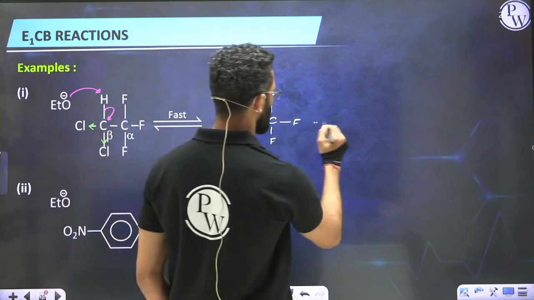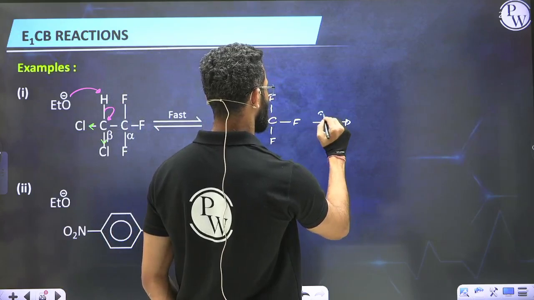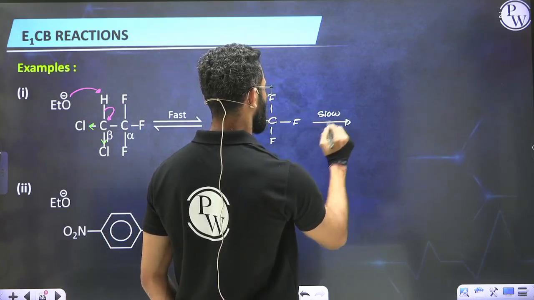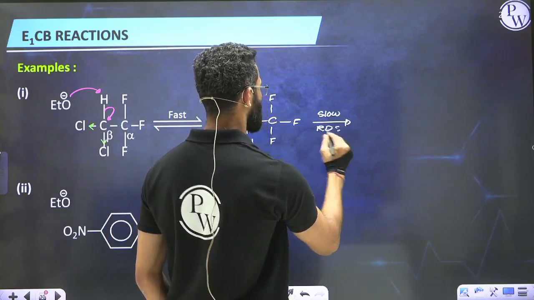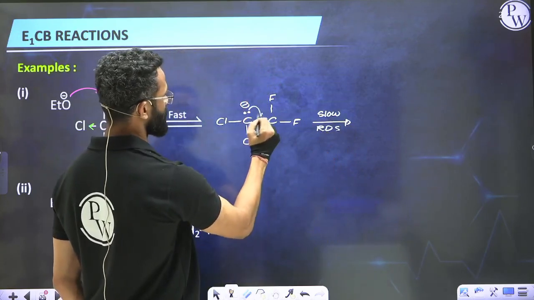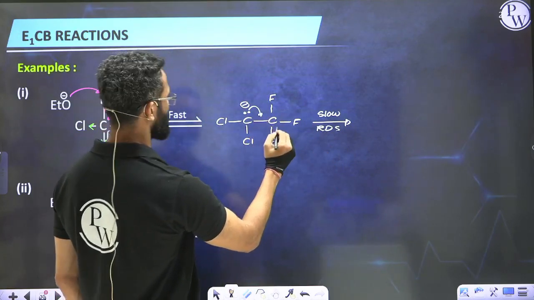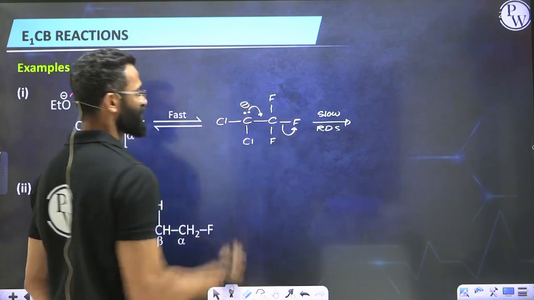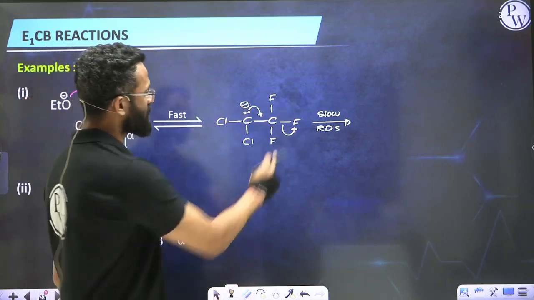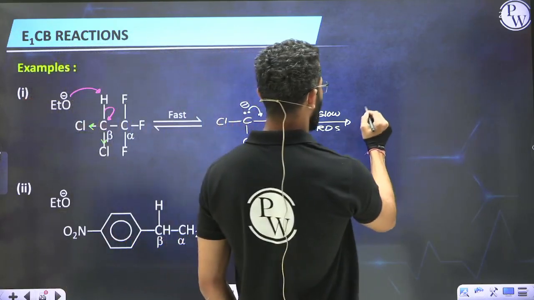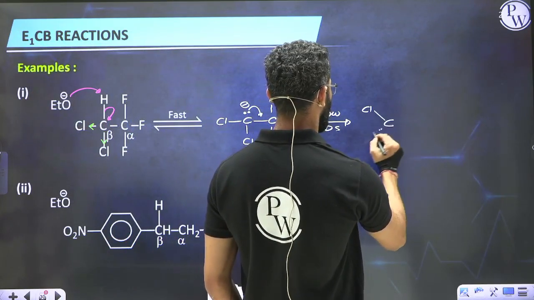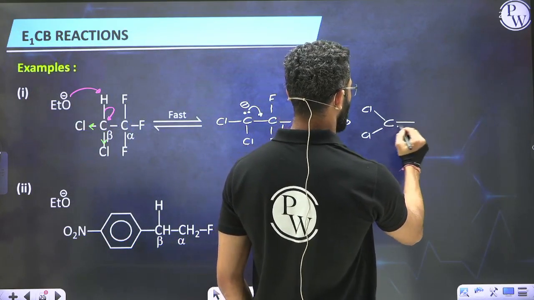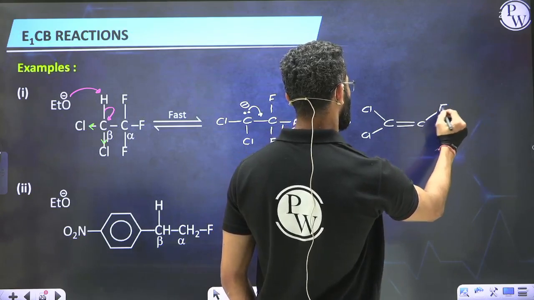Then slowly, in the rate determining step, the negative charge will delocalize and one of the fluorines will leave. So upon departure of fluorine, you will be getting a double bond here. So chlorine bonded to carbon, doubly bonded to another carbon carrying 2 fluorines.